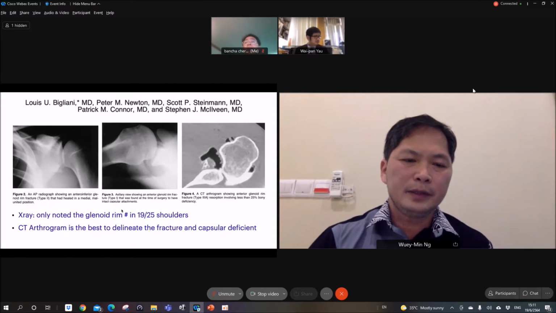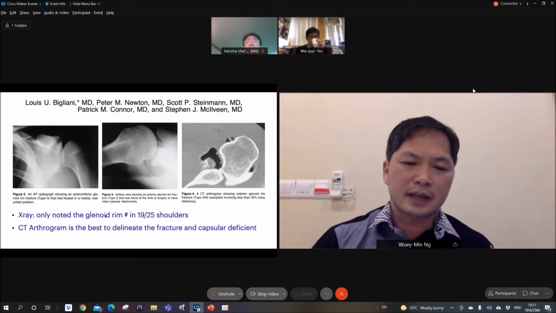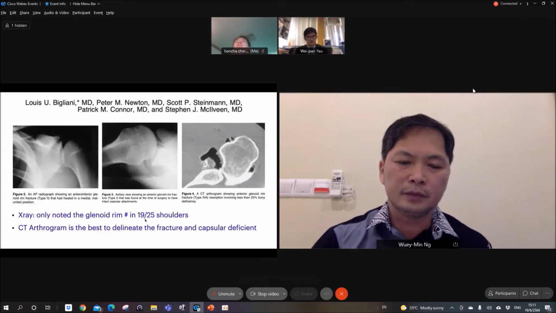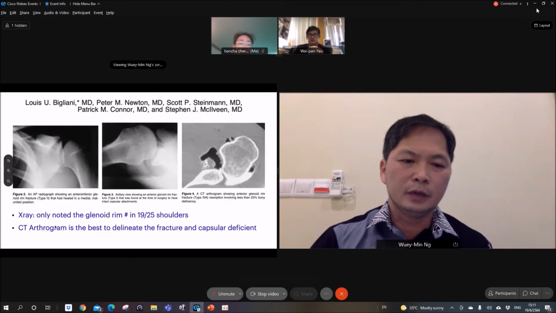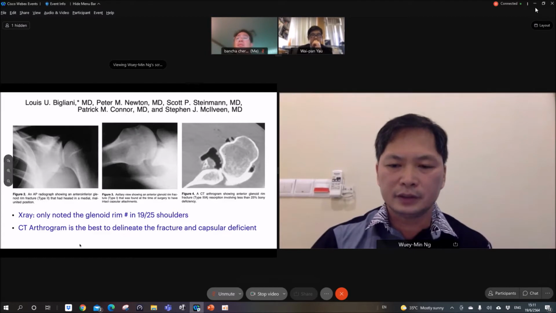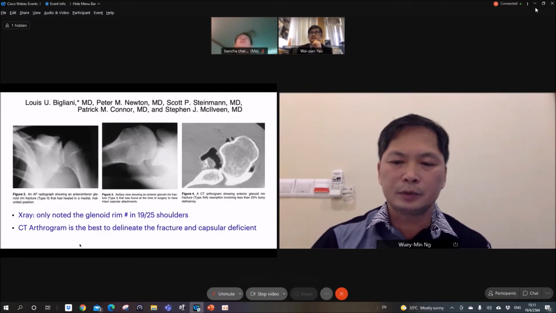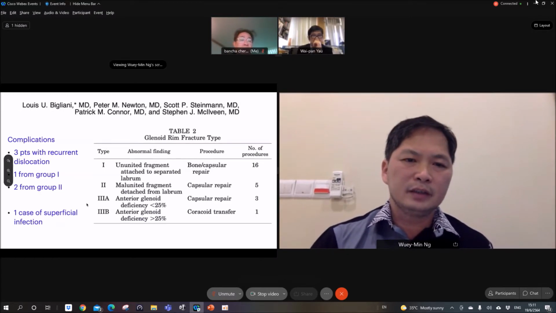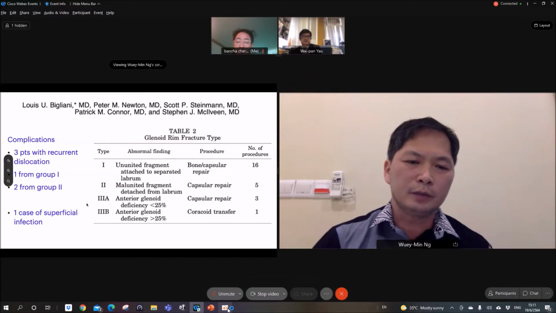In this paper also, Bilyani noted that X-ray could only detect 19 out of 25 patients of the shoulder dislocation that had the glenoid rim fracture. Well, the CT arthrogram is still the best to study the glenoid fracture dislocation and also to study any capsule division. For the open surgery done by the Bilyani group previously, they found that they still had 3 patients with recurrent dislocation, one from the grade 1 group.